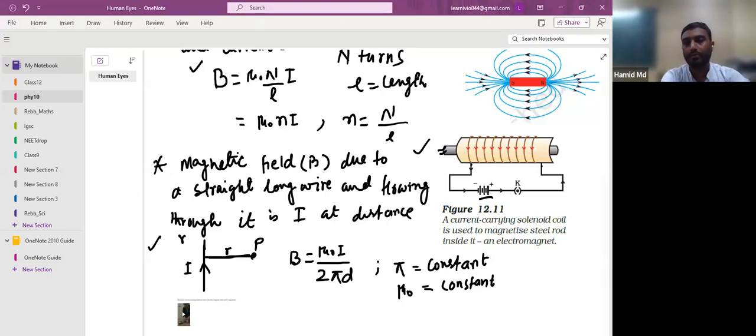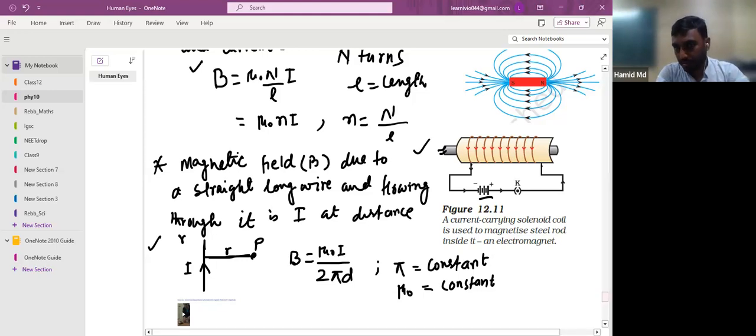Clear? Should I move? Are you back? Okay, so these two points are clear? Can you explain again, sir? Okay, no problem. I'm going to explain from the solenoid.